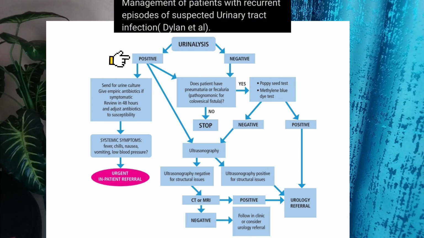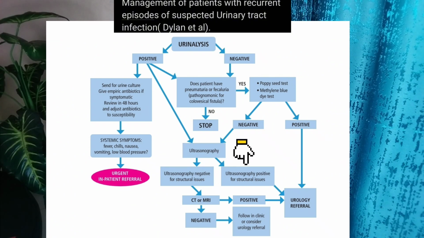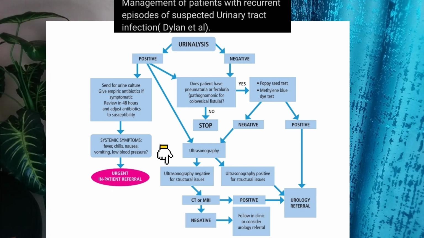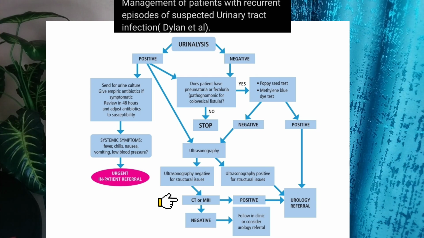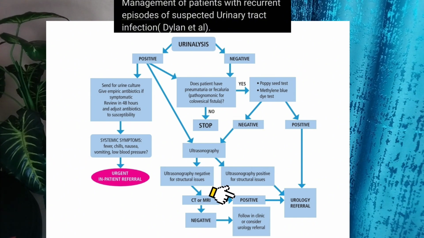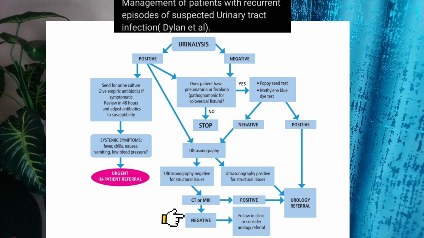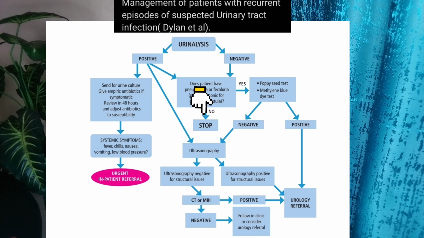Still, for the patients that have a positive urinalysis, we can go ahead and do an ultrasound scan, looking out for any structural abnormalities. Those that exhibit structural abnormalities on ultrasound scan are best managed surgically. For patients that do not exhibit structural abnormalities on ultrasound scan, we can go ahead and do an MRI or CT scan. If the MRI or the CT scan exhibits structural changes, these patients are best managed surgically. However, if the patients don't exhibit any structural changes on CT scan or MRI, we can just follow them up on antibiotics.